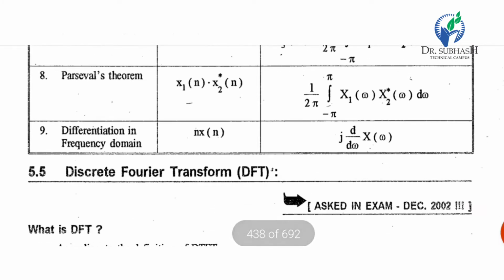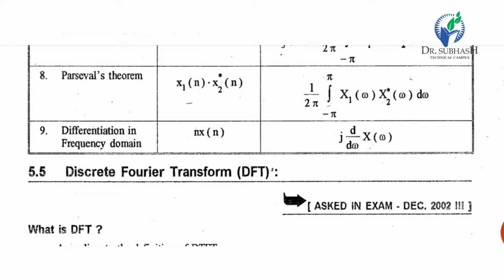The next property is Parseval's theorem. So x1 of n multiplied with the conjugate of x2 of n is 1 upon 2 pi, integration from minus pi to pi, X1 of omega times the conjugate of X2 of omega, d omega.